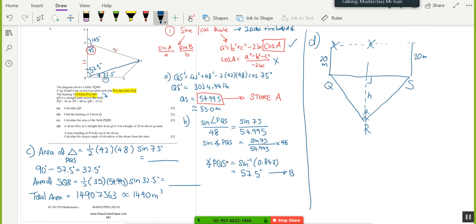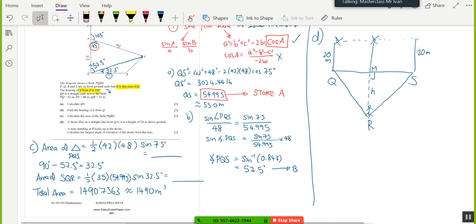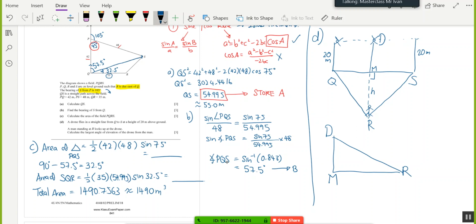Okay, so if we draw this out, let's say this is called M, and this is the drone. Let's say this is BD. The triangle will actually look like this. You are standing at R. You are looking at the drone at D, at the point that is vertically above M. Angle of elevation is always this. Okay, so first we need to find the MR first.